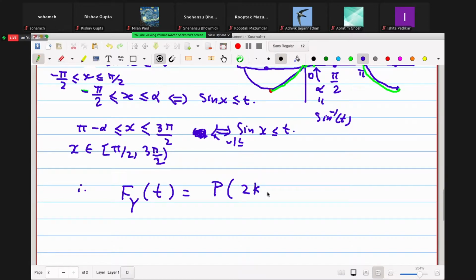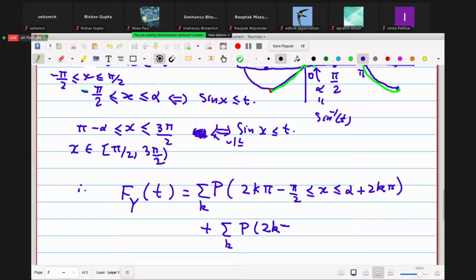2k pi, minus pi by 2, less than or equal to x, less than or equal to alpha plus 2k pi. I forgot that other side also. I translate everything, plus 2k pi, summation over k, and then plus summation over k again, 2k pi. So you just have to check that they are disjoint. That's the only thing that is involved.